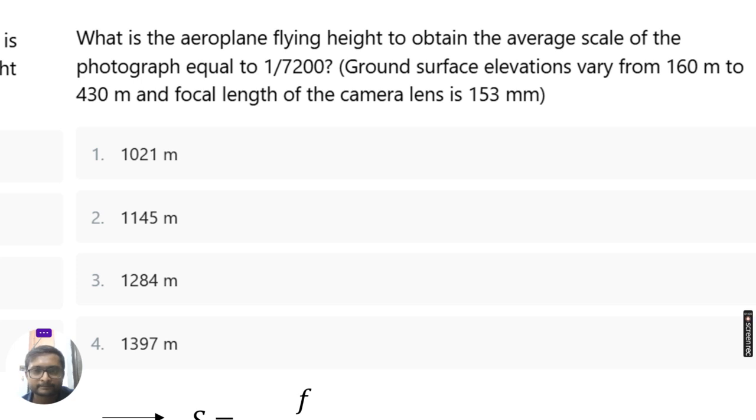So here the catch is you have to find the average elevation, small h, which is not given directly. You have to find the h by taking an average of 160 and 430 meter. So 160 plus 430 divided by 2, and then use the same formula.